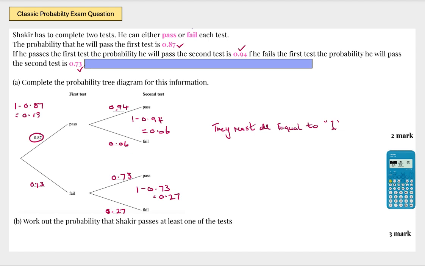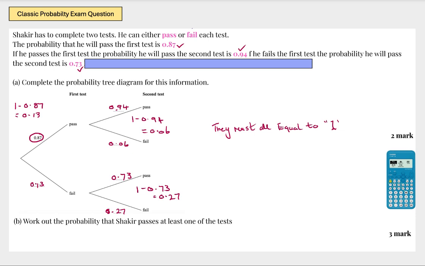Now B has the 3 marks, so we really have to think about this. But I have got a way, hopefully, you will find easier with less writing down. So work out the probability that Shakir passes at least one of the tests. At least one of the tests.